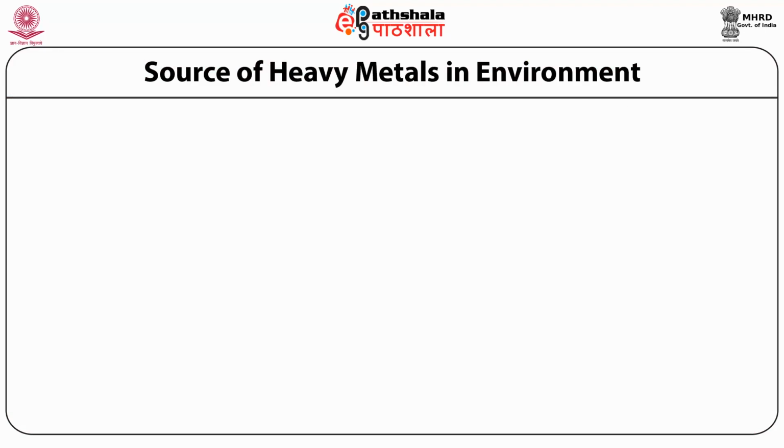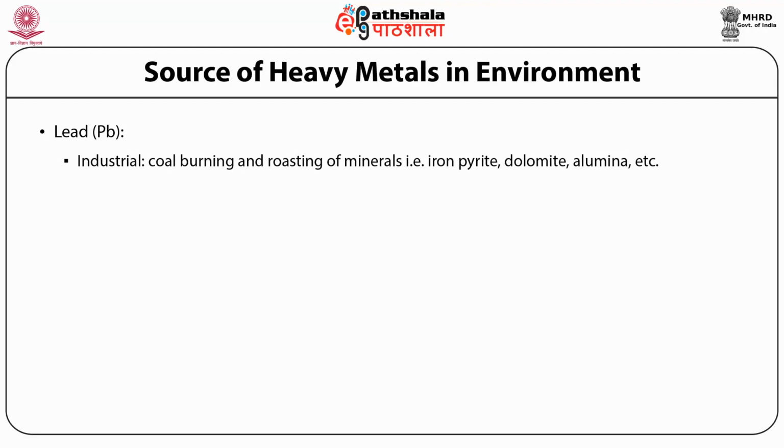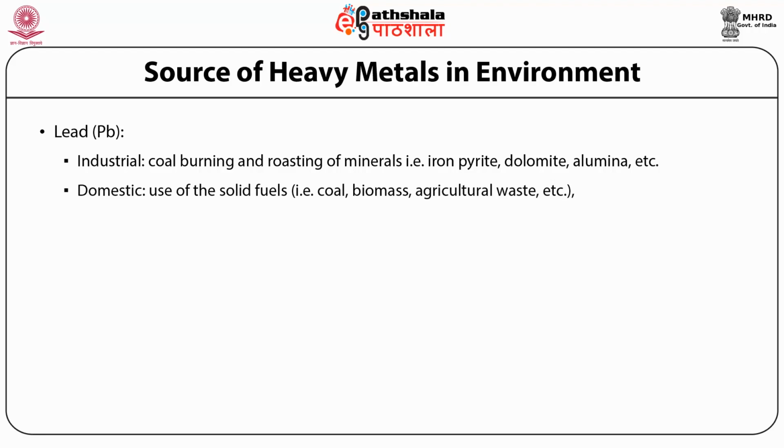Source of heavy metals in the environment. There can be varied sources of metals in the environment. We'll discuss one by one their sources. Lead has two sources. Industrial sources come from the burning of coals and roasting of minerals like iron pyrite, dolomite or alumina, and domestic use of solid fuels, for example coal, biomass, agriculture waste, etc. Paints, ceramic glaze, cosmetics and folk remedies, drinking water, etc. can all be sources of lead in the environment.